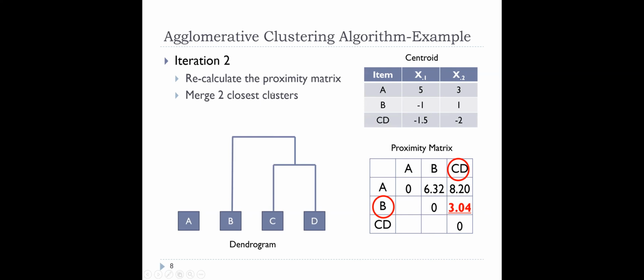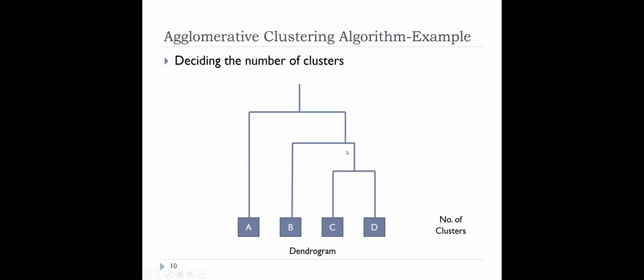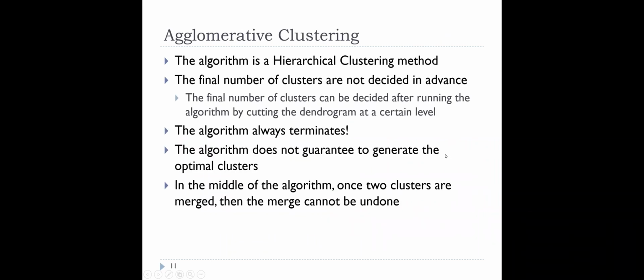This is a merge; you recalculate the proximity matrix and merge the two closest clusters. Now A is a separate cluster, and B, C, D are one cluster. Now there are only two clusters, so you merge them into one and all is done. This is called hierarchical clustering. So in deciding the number of clusters, you see here this is 4, this is 3, this is 2, this is 1. If people ask you for 3 clusters, you can give them 3 clusters, and you can check 2 clusters.